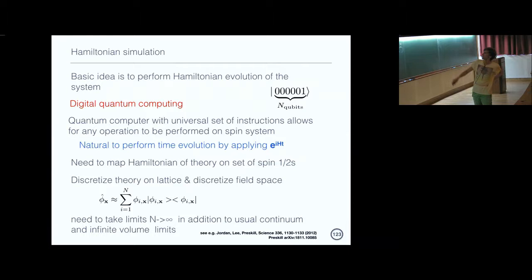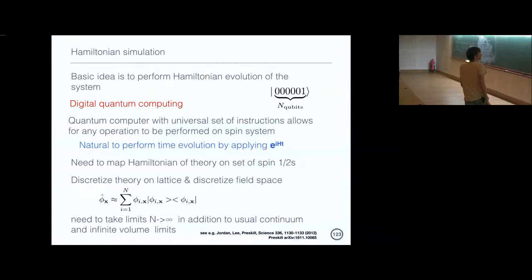So what is digital quantum computing? The basic idea is that what you have is essentially a system of spins. So you have spin 1/2, so you can have state zero and one, say. You basically have a tensor product space of this system of spins, and this you can signify as a state like this, where here we would have 1, 2, 3, 4, 5, 6 qubits. Each of them can be 0 or 1, so the dimension of your Hilbert space is 2 to the number of qubits.